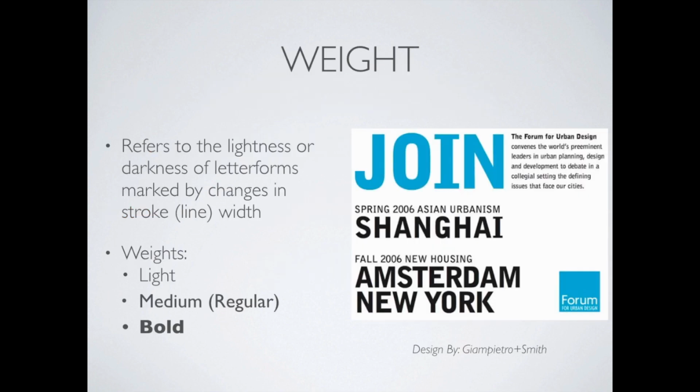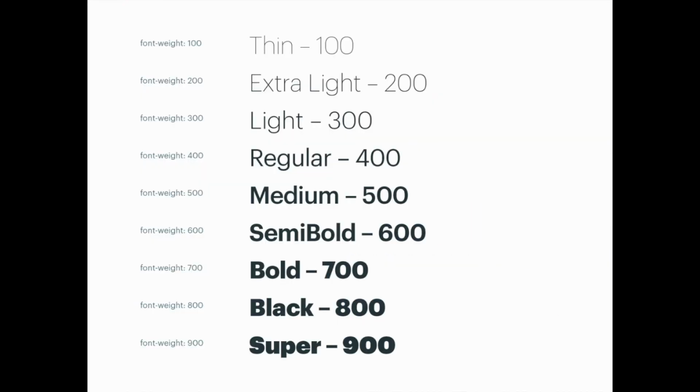Weight refers to the lightness or darkness of the letter forms, marked by changes in stroke or line width. So the weight of a letter is based on how thin or thick the lines are that make up that letter. We might have light, we might have medium or regular, and we might have bold or super bold, etc. So let's look at a range here. We have a weight starting at 100 all the way down to 900. In the same font, these are different weights, so different thicknesses of individual lines that make up the letters. You can see that there's a very big difference between thin at a weight of 100 all the way down to super at a weight of 900.